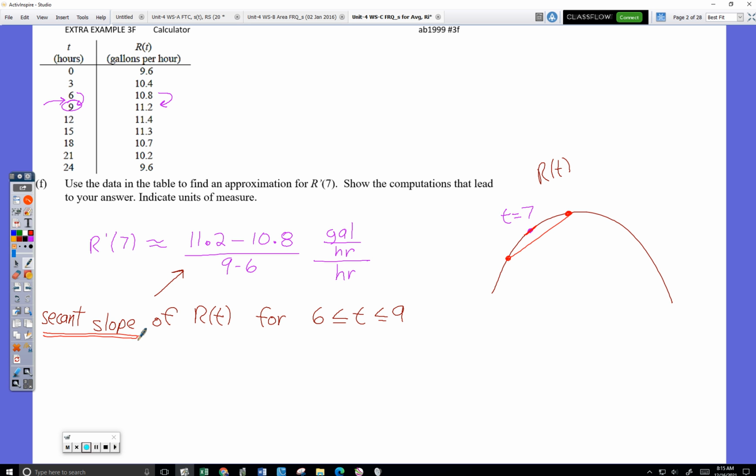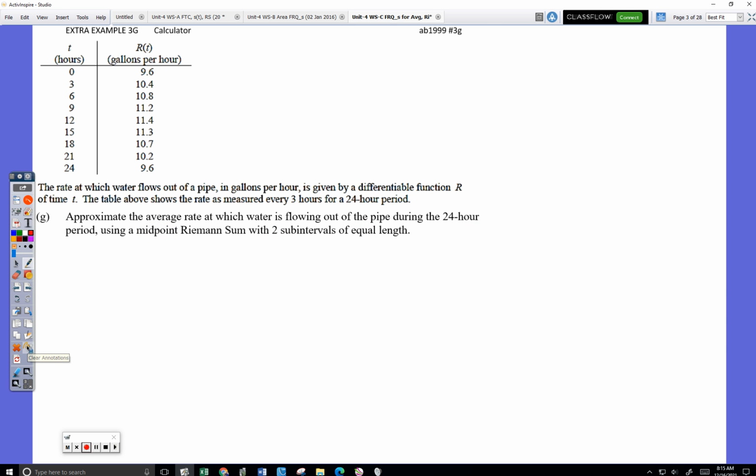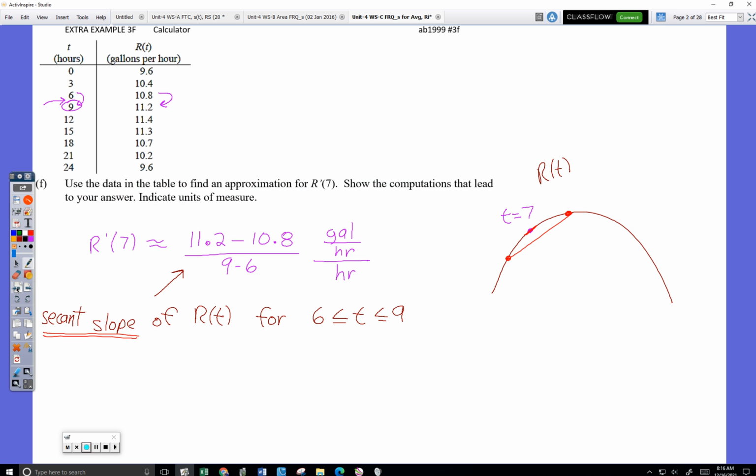Cool, next thing. Okay, so it's the exact same situation, but it's a new question. It says approximate the average rate. Key difference here. I want to see how many people can notice the wording on G and the wording on F.